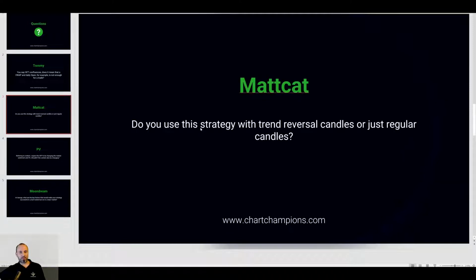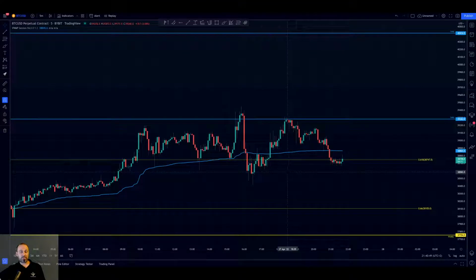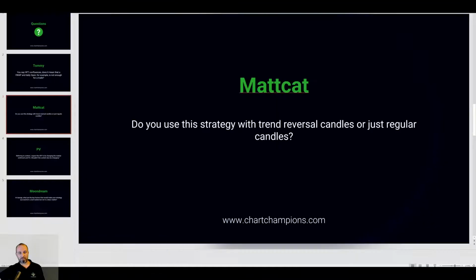Moving forward, do you use this strategy with the trend reversal candle or just regular candles? No, just regular candles, 5 minutes. This is what I use. I never tried with the trend reversal candle. Actually, that's an interesting idea, and I will test that in the future. But for the moment, no.